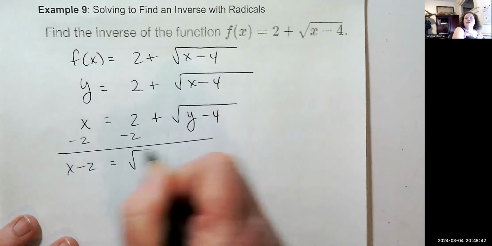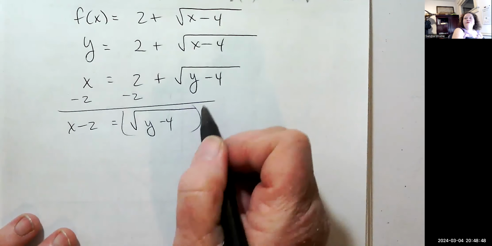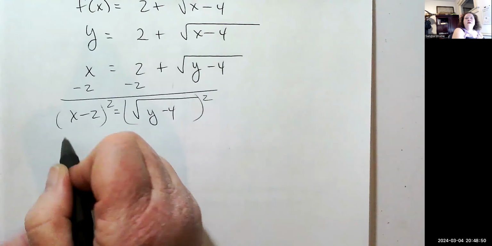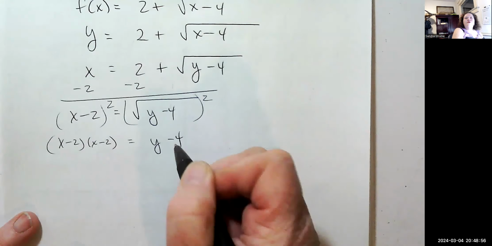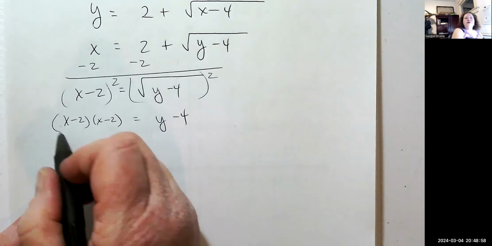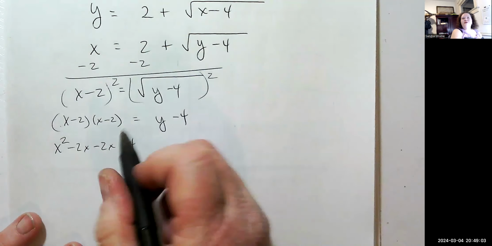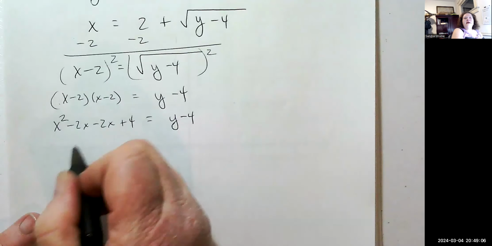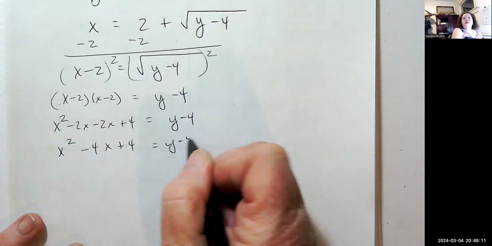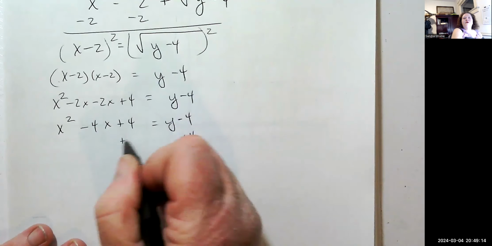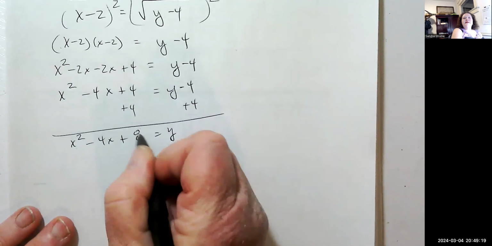X minus 2 is equal to the square root of y minus 4. Still isolating y. Got to get rid of that square root. Square both sides. We get x minus 2 times x minus 2 is equal to y minus 4. We need to multiply these out. So x squared minus 2x minus 2x plus 4. It's just using the FOIL. And clean this up. And then remove this 4. So x squared minus 4x plus 8.